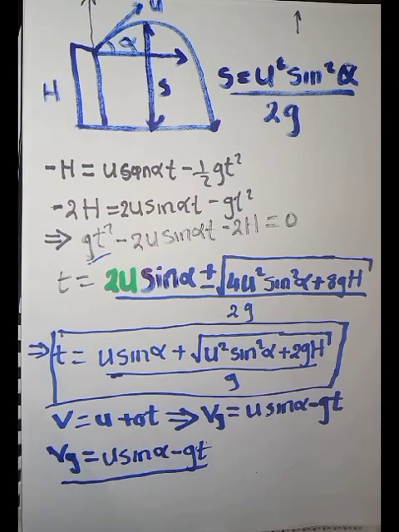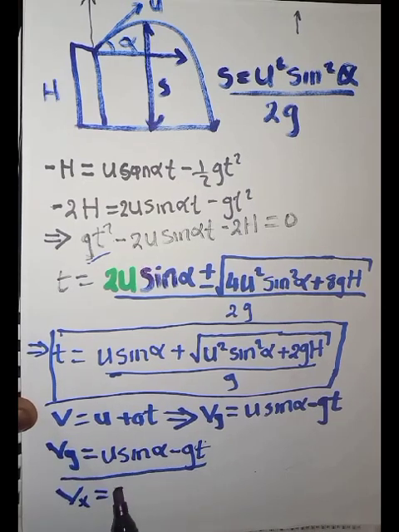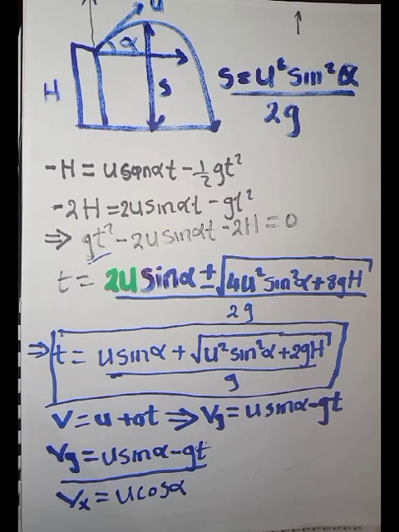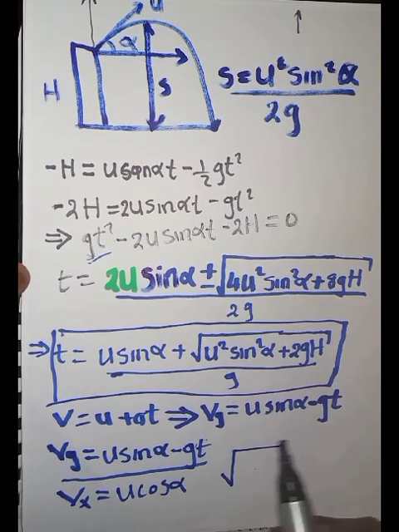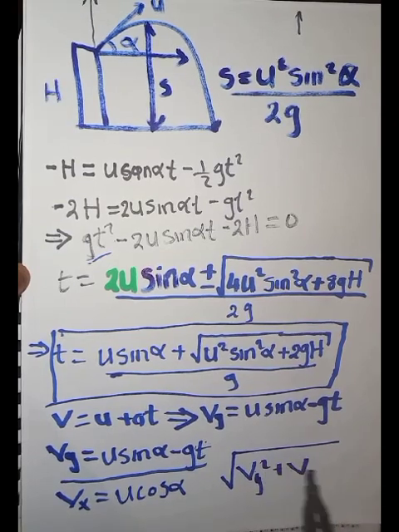Then your Vx is constant. Your Vx, as you all know, is constant. It is u cos alpha. It does not change throughout the trajectory. Yes, your Ux does not change. So to get the final velocity now, it is going to be the square root of Vy squared plus Vx squared.